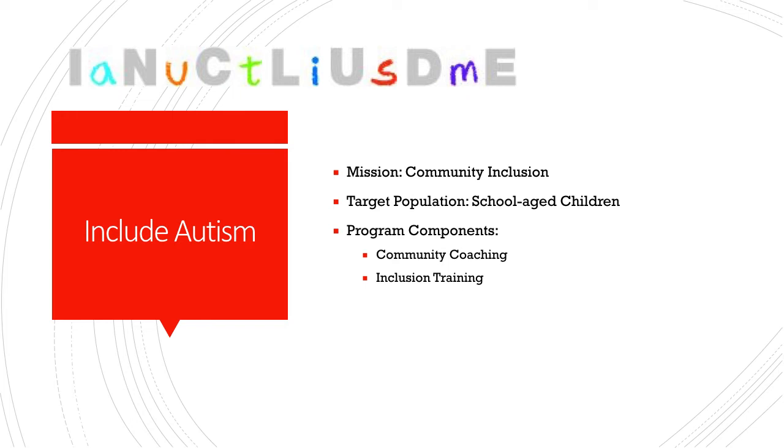The autism inclusion training, on the other hand, focuses on community awareness and acceptance. This component is aimed at community organizations and businesses. Include Autism provides education and training to businesses so they know what to expect when they encounter autistic children and how to appropriately deal with them.